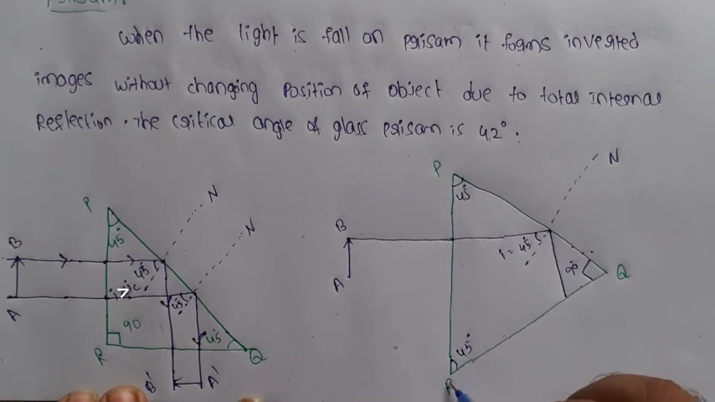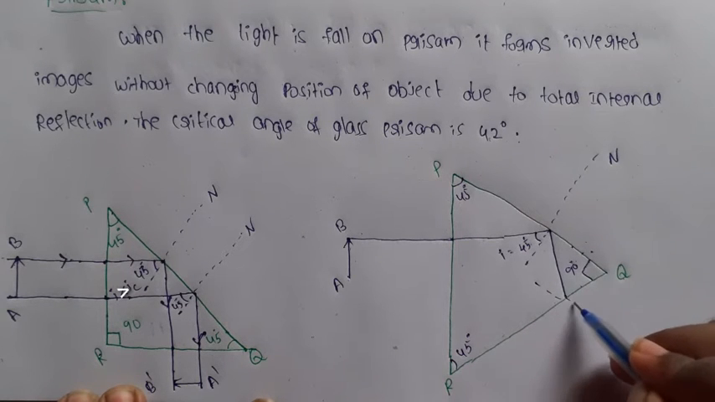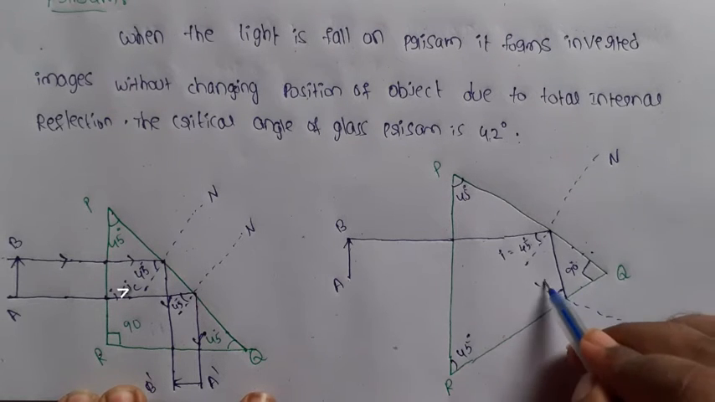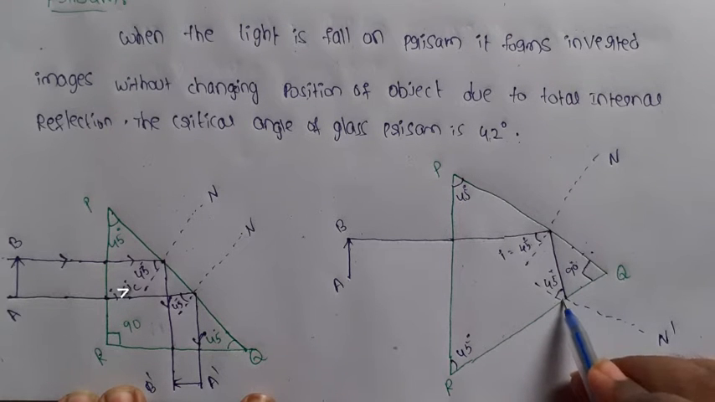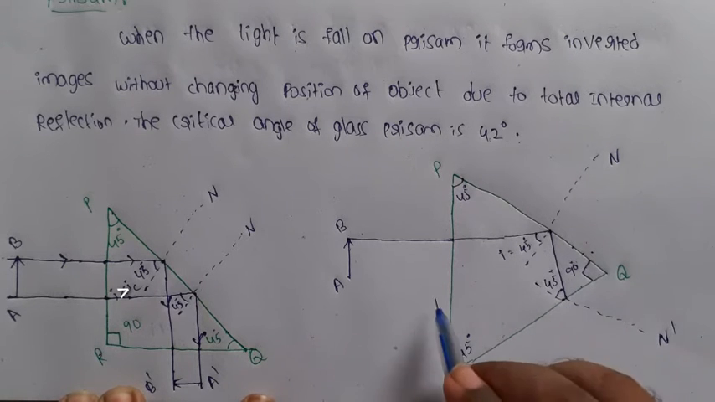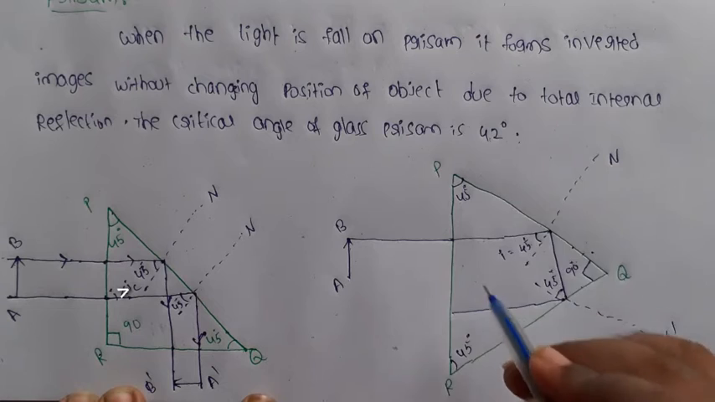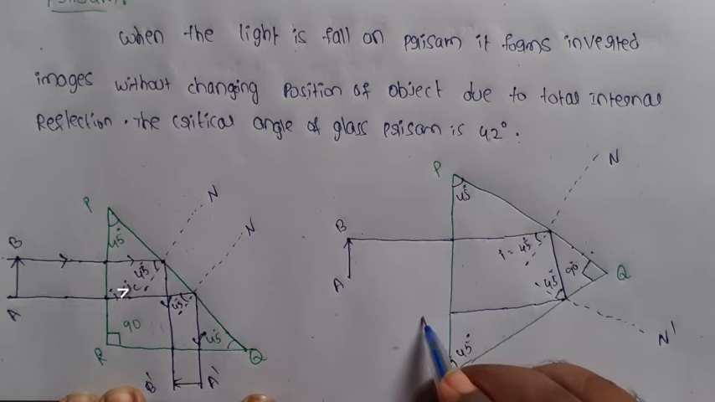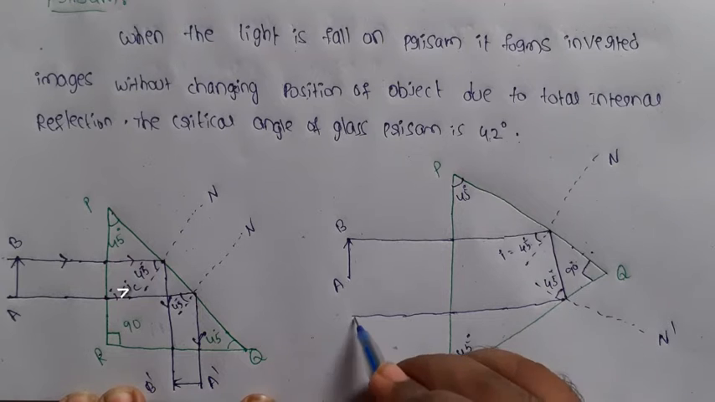When the ray touches side QR of the prism, again we draw the normal line. This is the normal line N dash. Here also the angle is 45 degrees, greater than the critical angle. Again total internal reflection is going to happen, so the ray is reflected into the same medium and travels in this direction. When it touches side PR, it travels along the normal, so it moves in a straight line. Okay, this is the first ray.